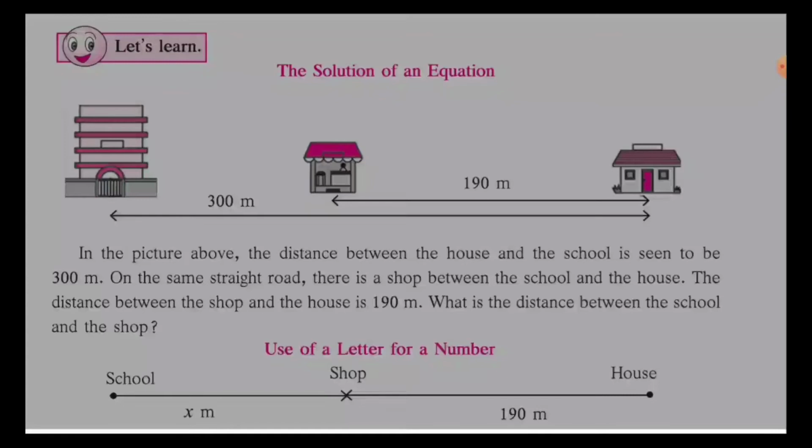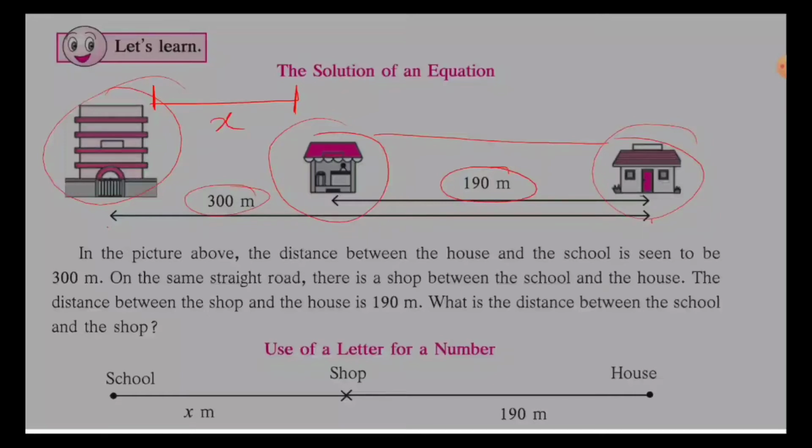Okay, for example, over here we can see that this is a shop. Okay, this is school, and this is a house. Okay, the distance from house till the shop is 190 meter. It is given over here. Distance from house till the school is 300 meter. Okay, but we don't know the distance between school and shop. So if we don't know the distance between school and shop, we will take it as x. Okay, you can take it as a, b, c, d, anything you want, but in small letter.